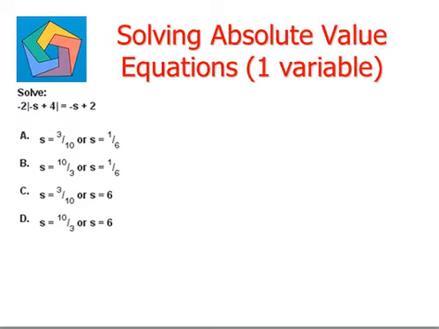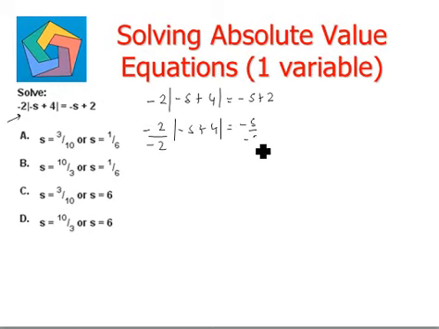Solve, and we're given this absolute value equation. Let's write it down. Negative 2 times the absolute value of negative s plus 4 equals negative s plus 2. Our first step is to isolate. For that we divide by negative 2 on both sides. The absolute value of negative s plus 4 equals negative s by negative 2 plus 2 divided by negative 2. That's how we have it. This becomes the absolute value of negative s plus 4 equals s by 2 minus 1.